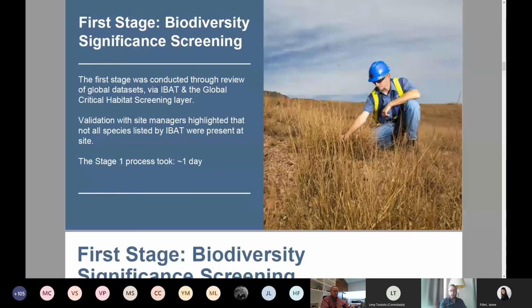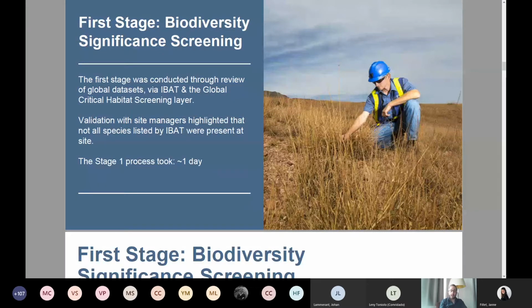So we conducted this, as I mentioned, through a review in the first stage of global data sets via IBAT and the critical habitat screening layer. And then there was a validation process with site managers. While for the majority of the assessment, site managers agreed with the global data, there were a number of species, in particular some of the larger mammals, so rhino and cheetah, that were identified by site managers as not being present in wild populations. There were a number of managed populations within protected areas and private reserves, but no wild populations. And so we did remove these from the list for this particular assessment.